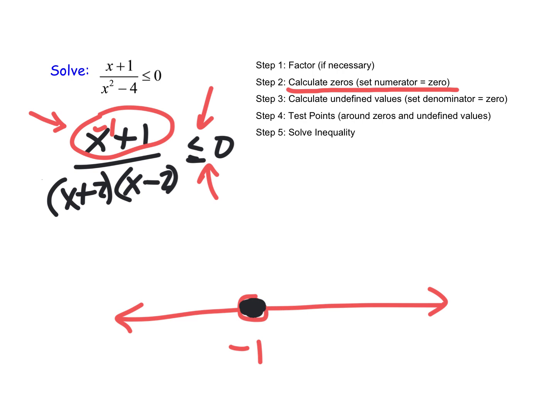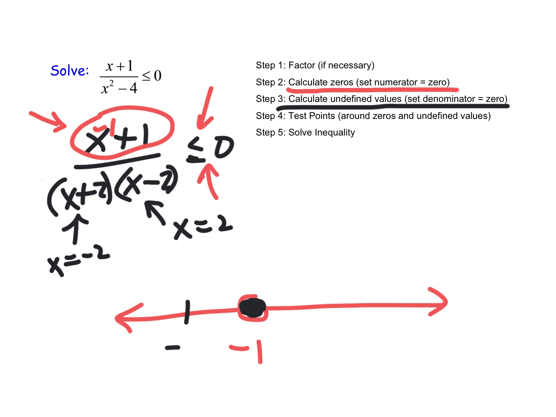Okay, so -1 is one of my key spots, and I fill it in because it makes it equal 0. All right, then it says calculate the undefined values, the things that make the denominator 0. Would you agree that x equals -2 makes the bottom 0, and x equals +2 makes the bottom 0? So those are obviously important. Here's where -2 lives, and here's where +2 lives.